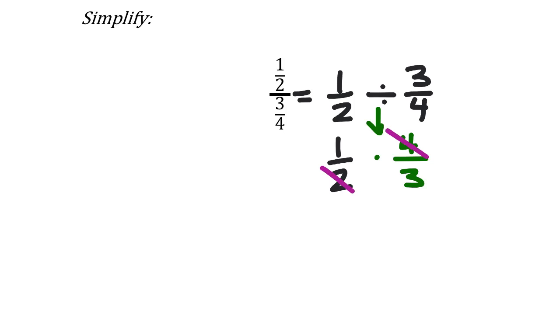I can cross simplify here by dividing the 2 and 4 by 2. So that'd be a 1 there. 4 divided by 2 is 2, which just makes the multiplication easier, right? 1 times 2 is 2 in the numerator. 1 times 3 is 3 in the denominator.